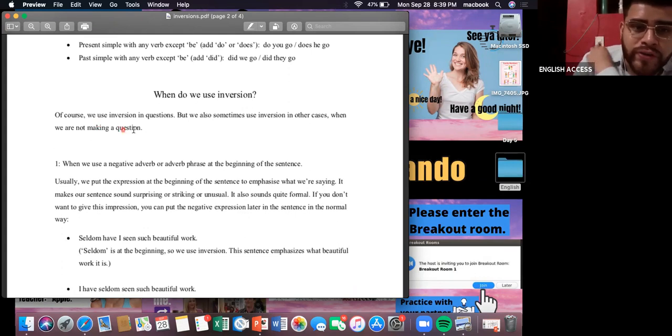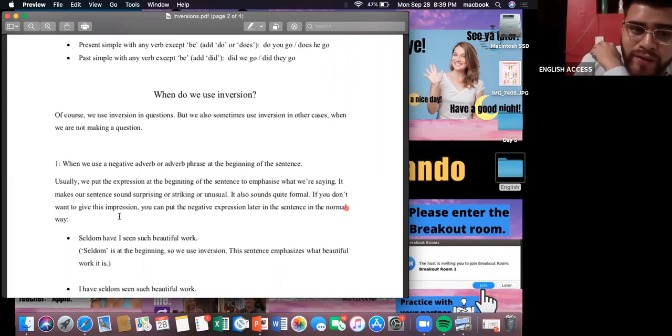Of course, we use inversion in questions, but we also sometimes use inversion in other cases when we are not making a question. When we use a negative adverb or adverb phrase at the beginning of the sentence. Usually we put the expression at the beginning of the sentence to emphasize what we're saying. It makes our sentence sound surprising or striking or unusual.